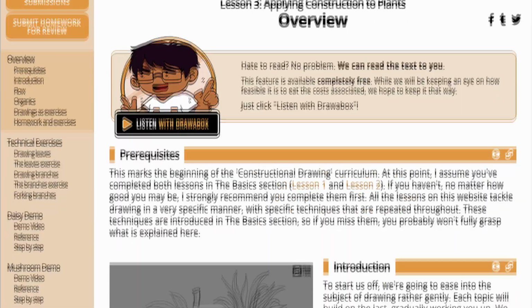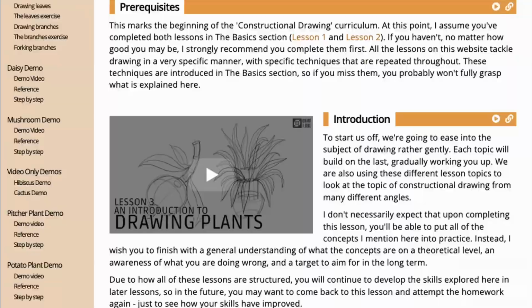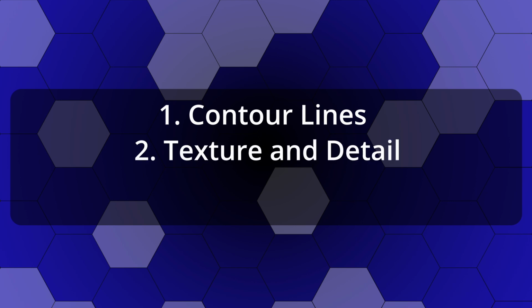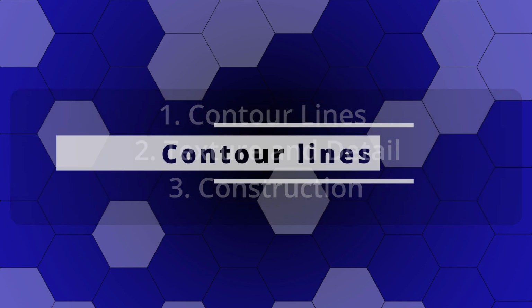This lesson goes over techniques for drawing texture in constructional drawing. It's split into 3 sections: drawing organic forms with contour lines, beginning to get an understanding of texture, and an introduction to constructional drawing.